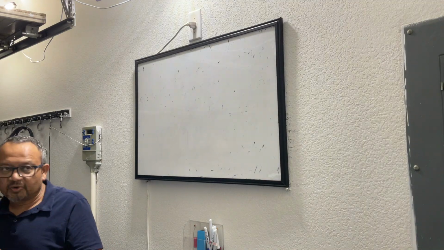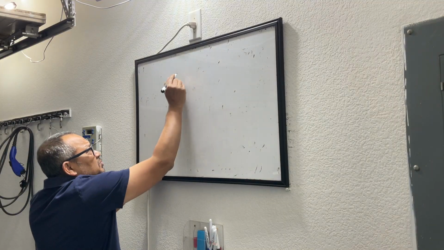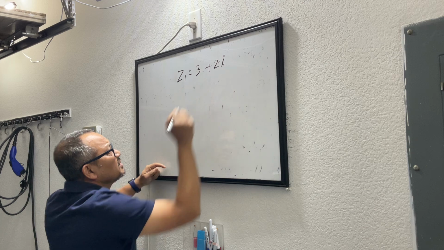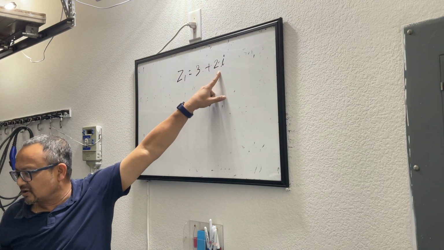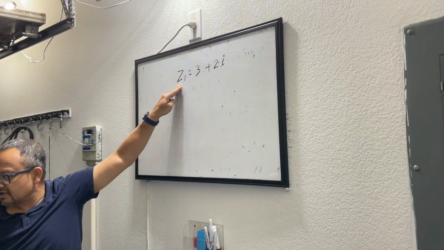So what I told everybody here was, we are used to seeing a complex number like this, 3 plus 2i, where 3 is the real part and this is the imaginary part. And this together is called a complex number, which I am representing as z right now.